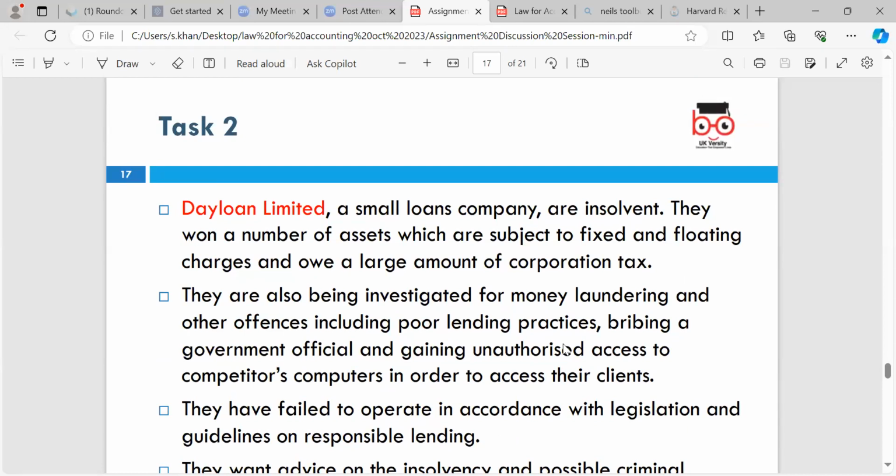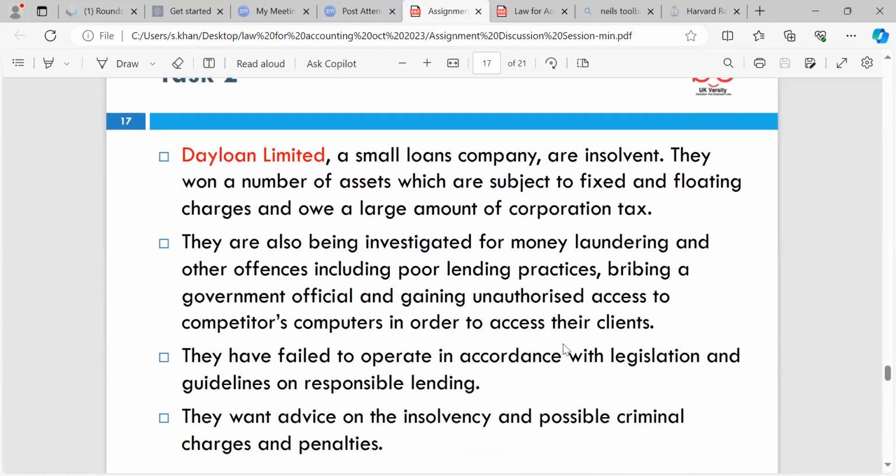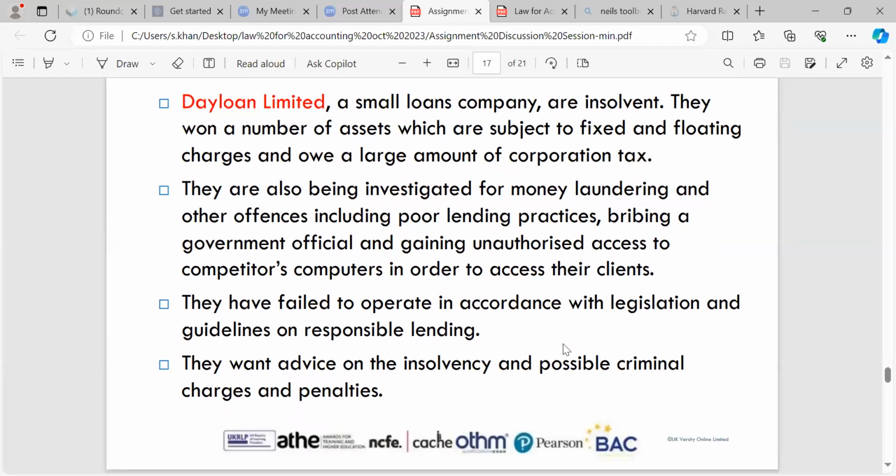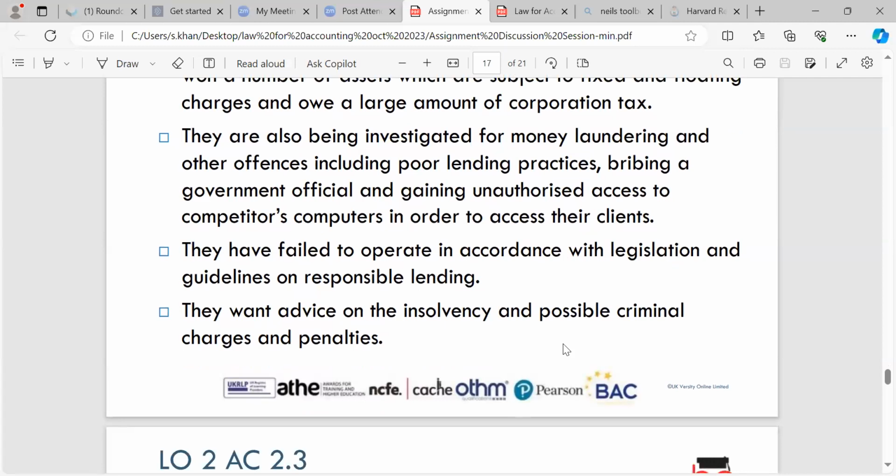Dalion Limited, a small loans company, are insolvent. They own a number of assets which are subject to fixed and floating charges and owe a large amount of corporation tax. They are also being investigated for money laundering and other offences, including poor lending practices, bribing a government official, and gaining unauthorised access to competitors' computers in order to access their clients. They have failed to operate in accordance with legislation and guidelines on responsible lending. They want advice on insolvency and possible criminal charges.